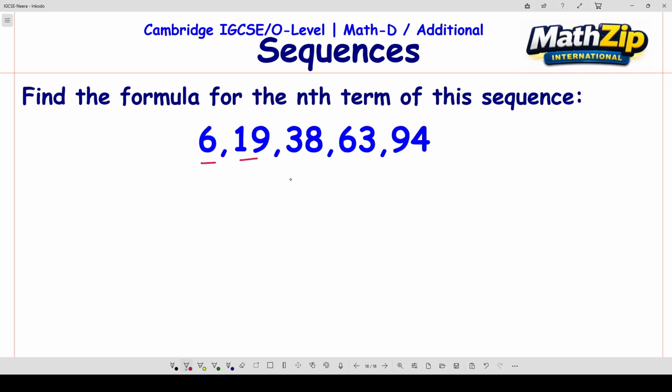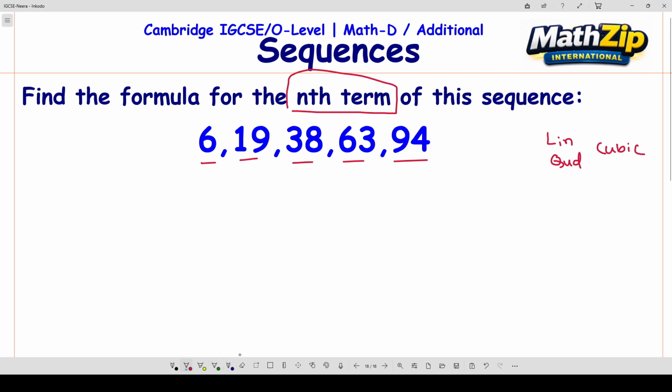6, 19, 38, 63, 94. It's a sequence. We have to find out the nth term of this sequence. What can we do? First, we have to find out what type of sequence this is. Is it a linear sequence? Is it a quadratic sequence? Or is it a cubic sequence?